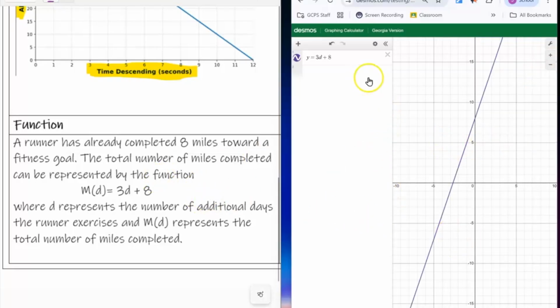Now I'm ready to do what I need to do. I just need to know the title, the X, and the Y. So a runner has completed 8 miles towards a fitness goal. The total number of miles completed can be represented by this function, where D represents the number of additional days. So D is time in days, and the runner exercises, and M(D) represents the total number of miles completed.